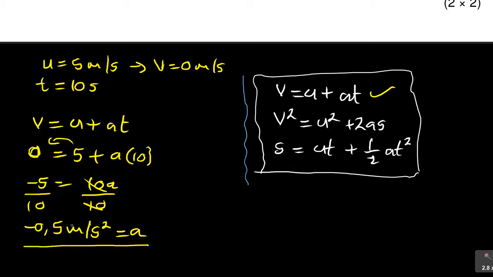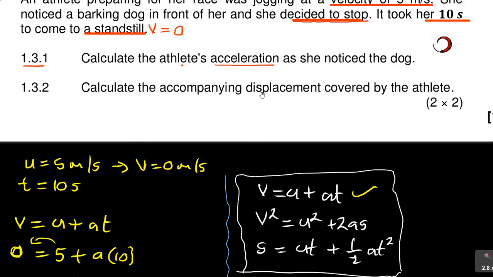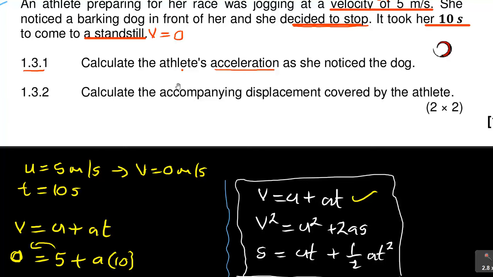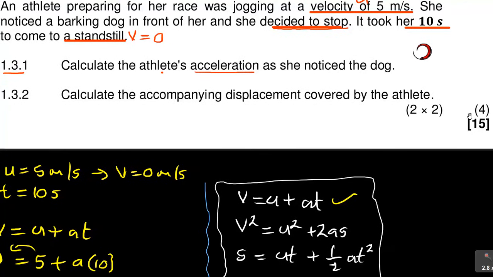So negative 0.5 meters per second squared is equal to the acceleration. Remember, some write it like that, 0.5 meters per second squared. It's still the same thing. Per second, some put a line, some put a negative 2. So that is the acceleration of the athlete here. It's 2 marks because it's 4 marks in total.